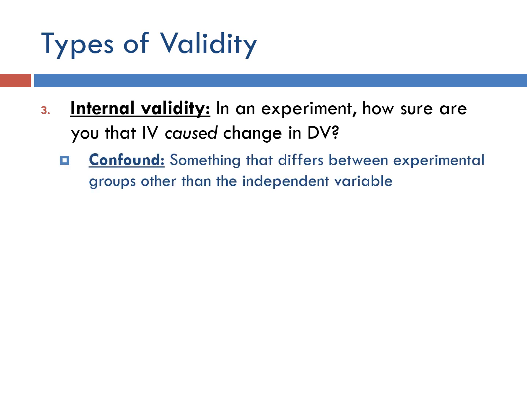These other variables are called confounds. And this is anything that is explaining the variability between the two, the IV and the DV. It's something that differs between the experimental groups other than the independent variable.